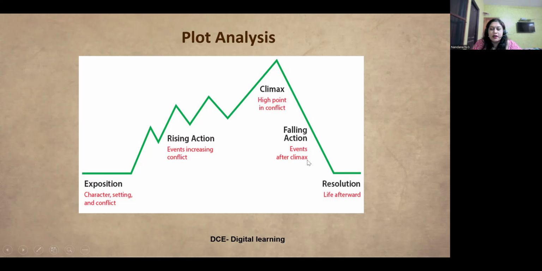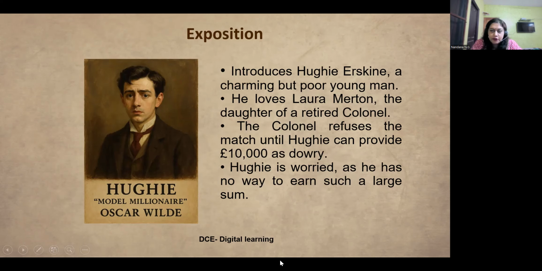What is exposition? We are introduced to Huey Erskine, a charming but poor young man. He loves Laura Merton, the daughter of a retired colonel. The colonel refuses the match until Huey can provide 10,000 pounds as dowry. Huey is worried as he has no way to earn such a large sum. So as we saw in the exposition, it introduces us to the character, the setting, that is the Victorian era, and what seems to be the problem. So the problem here is Huey's marriage and the 10,000 pounds required for the marriage.